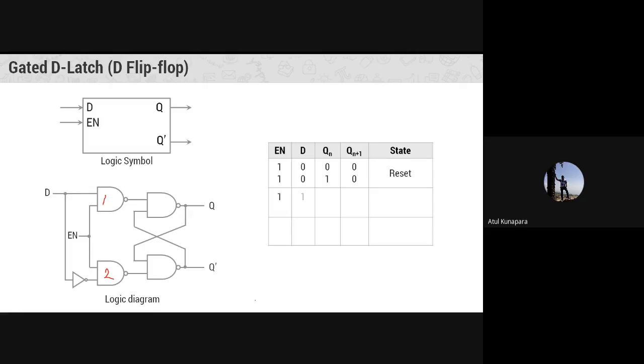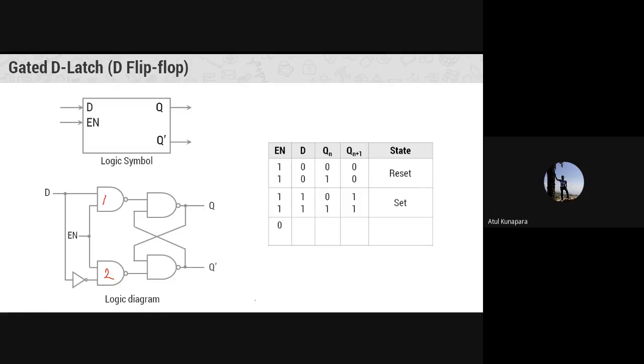The second state is when the enable signal is 1 and you put your data input equal to 1, then it is going to give you output equal to 1 in all the conditions, right? Whether it is 0 prior to that or 1, it will keep the output equal to 1. So it is called the set condition.